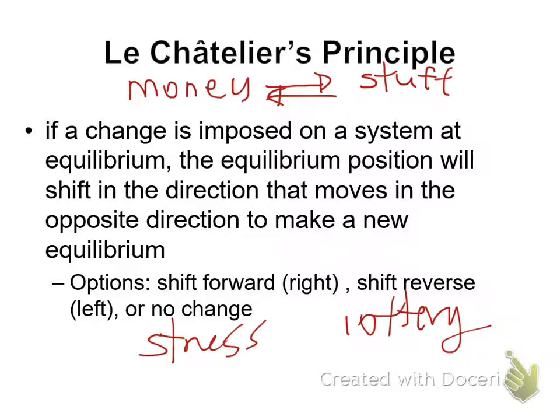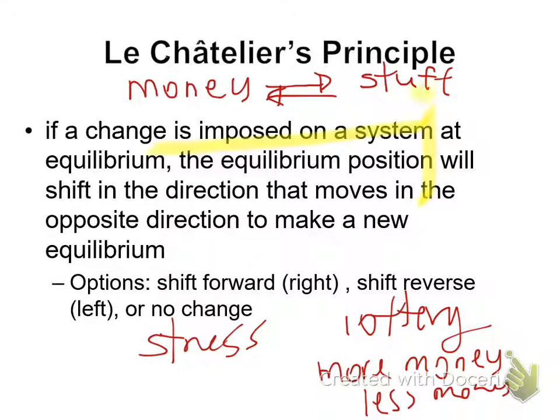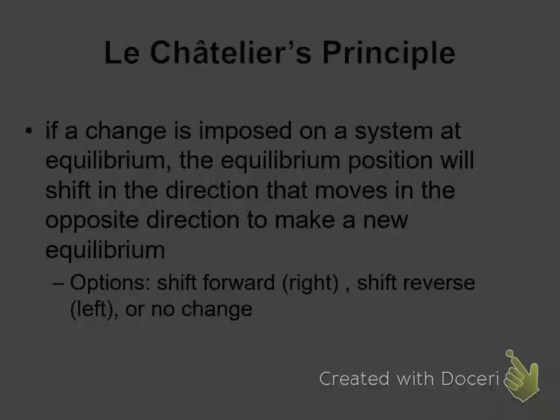So, winning the lottery means more money, which means that we need to do the opposite to the stress, which is less money. And the direction of shift will be to the right. We need to shift to the right to use some of that money to buy some stuff.